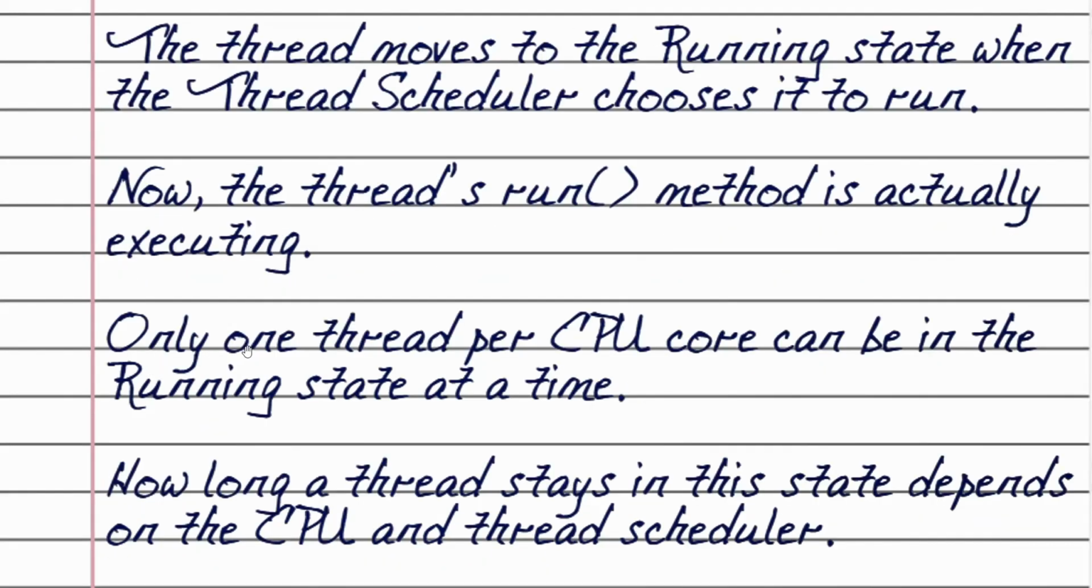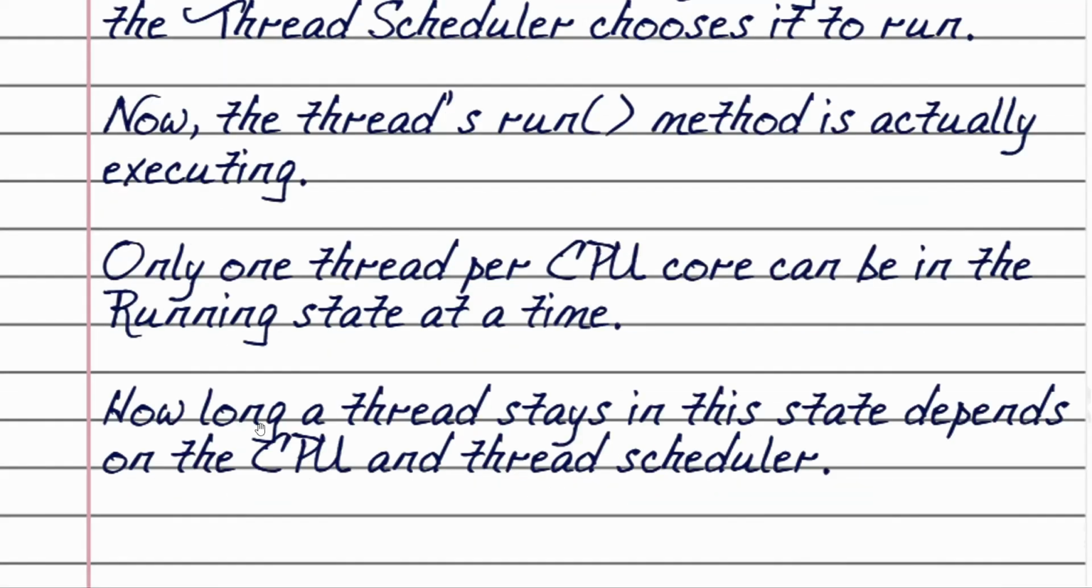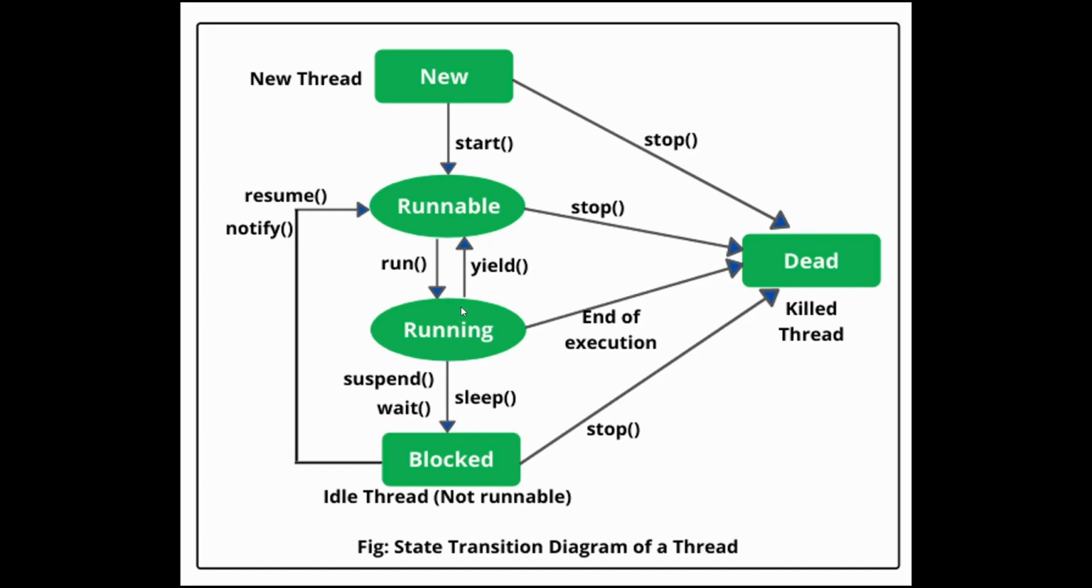Next, only one thread per CPU core can be in the running state at a time. So only one thread can be executed at a time per core. How long a thread stays in this state depends totally on the CPU and the thread scheduler. So after the running state, the thread goes to the blocked stage.